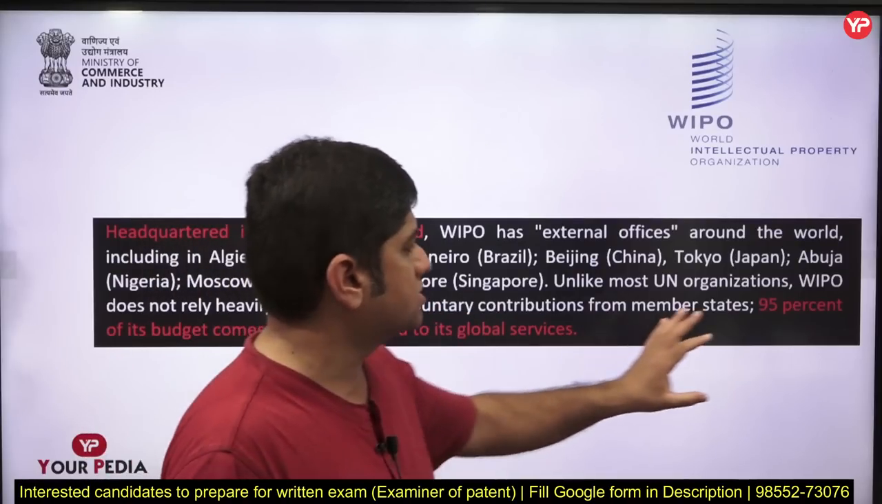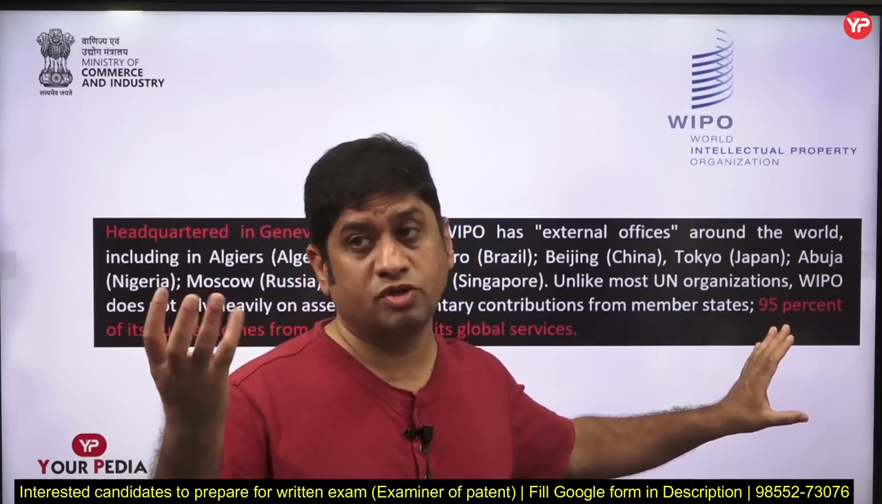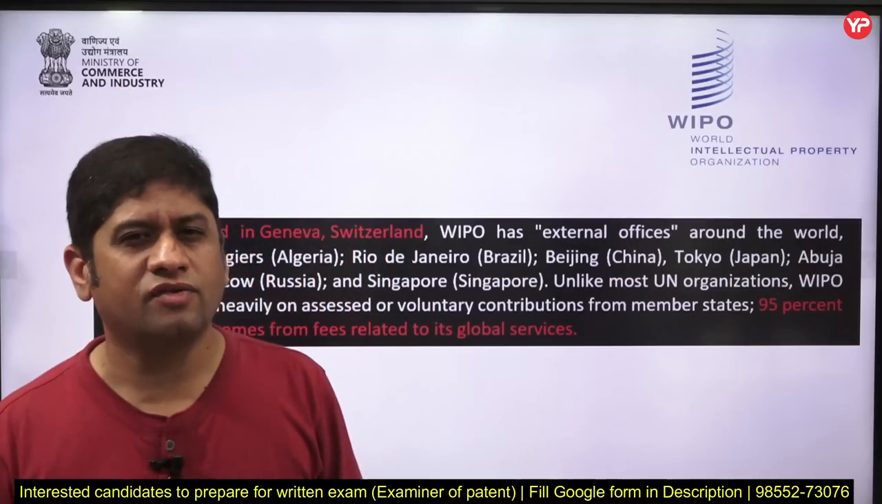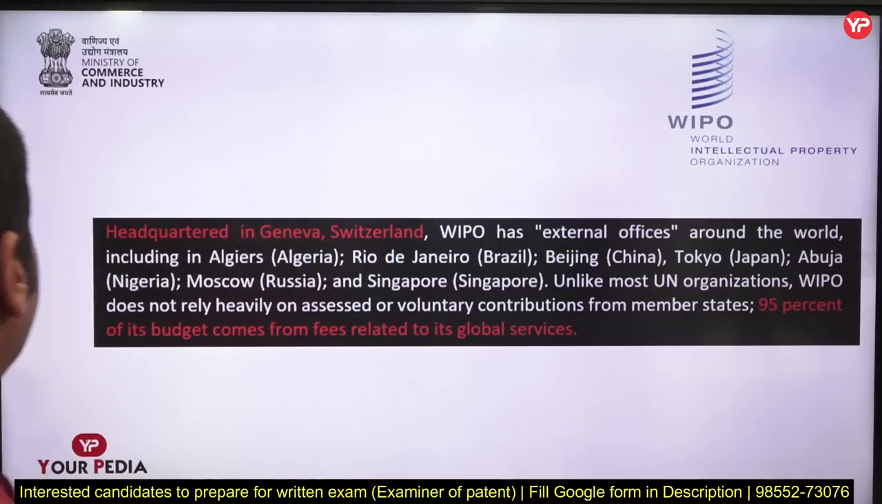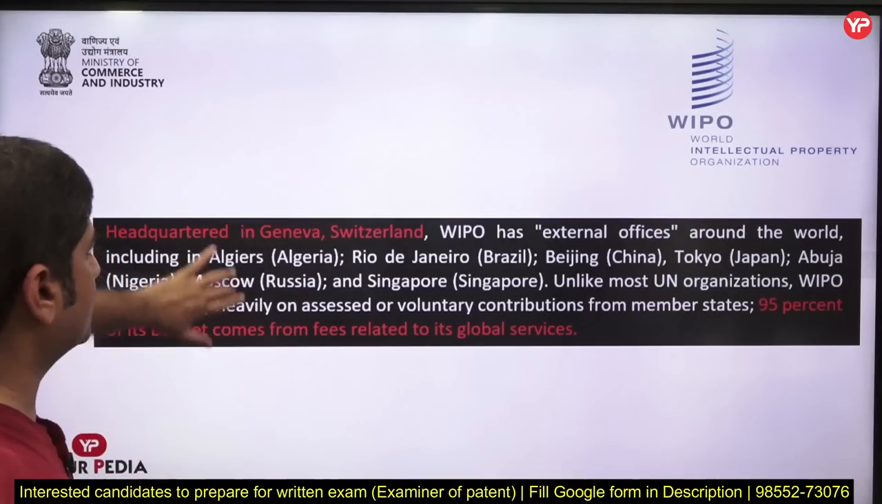Unlike other organizations in the United Nations, WIPO is a profit-generating body. Like 95% of its resource budget comes from its own services, the consultancy services which it provides to different countries, and from there only the budget comes.